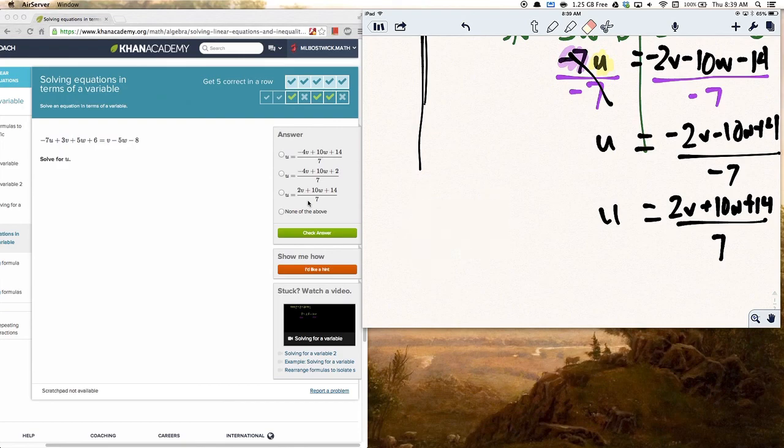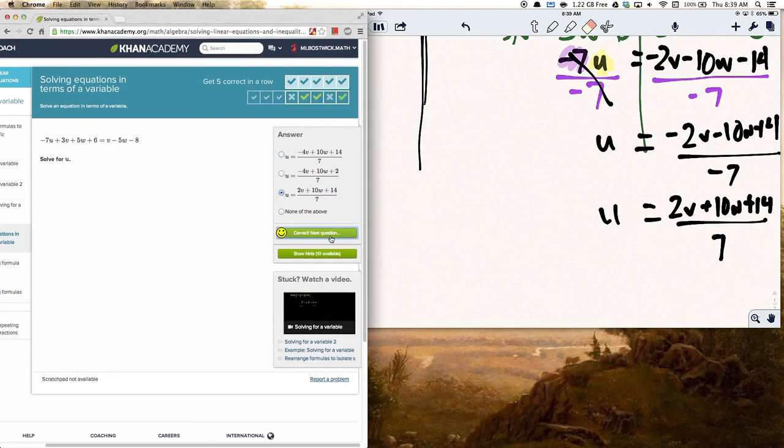All right, so now I have u is equal to 2v plus 10w plus 14, 2v plus 10w plus 14 all over 7. That looks like the third one here, so I'm going to click it. Looks like it was right.